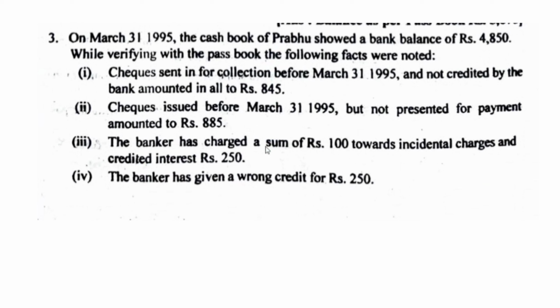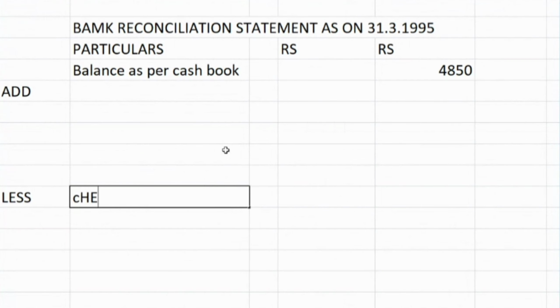Let's look at the first transaction. Check sent in for collection before March 31st, 1995 and not credited by the bank amounting to rupees 845. So here checks have been deposited in the bank, but the bank did not credit it. Therefore, as soon as we deposit a check, the accountant goes to the receipt side of the cash book and records the deposit of the check. So when we record on the receipt side of the cash book, that means the cash book is increasing. If the cash book balance is increasing, we write this in the less category.